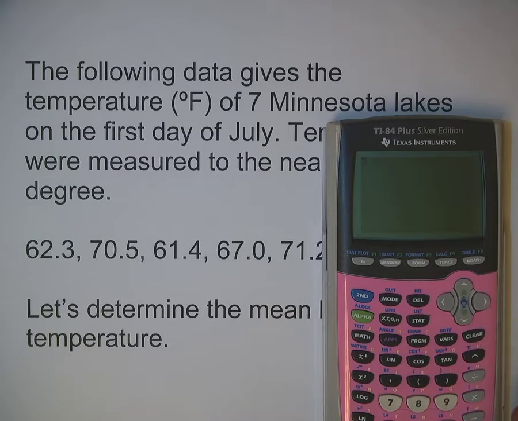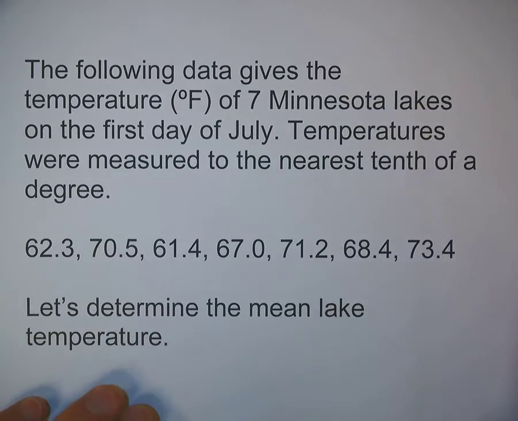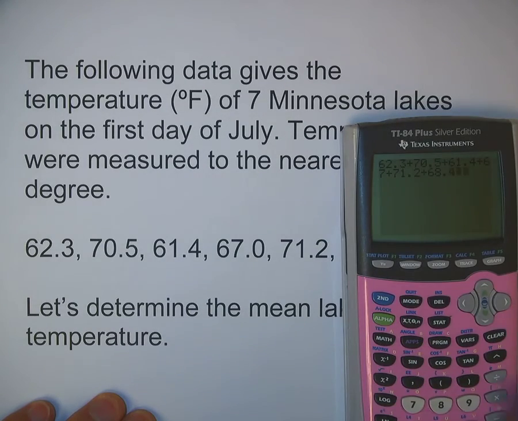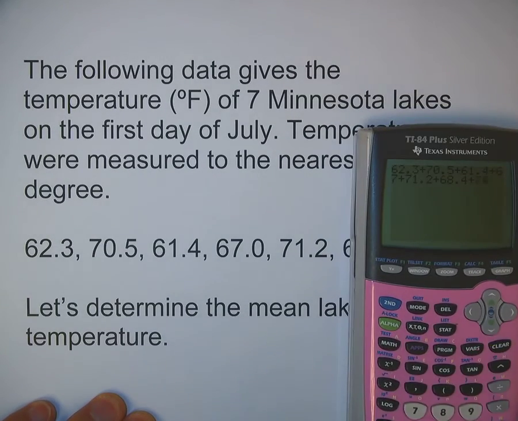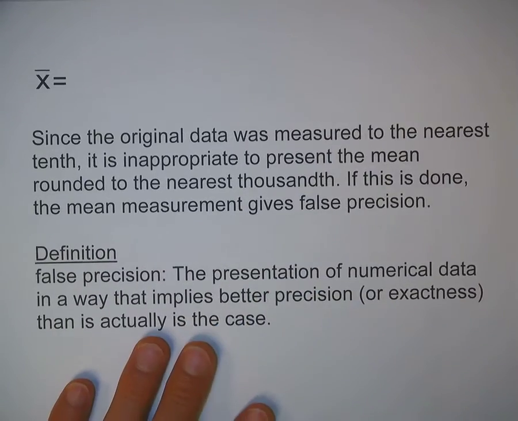I'm going to just go ahead and add these up. Then I would like to divide by 7. So I end up with 67.743. I'm going to report that number.